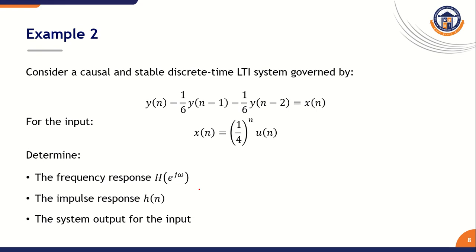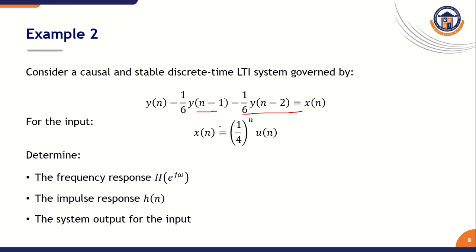Let us move to another example, where we apply the same DTFT procedure to a higher order system. Higher order means that in the previous example we had only y of n minus 1, but this system has terms up to y of n minus 2. This is a second order equation.